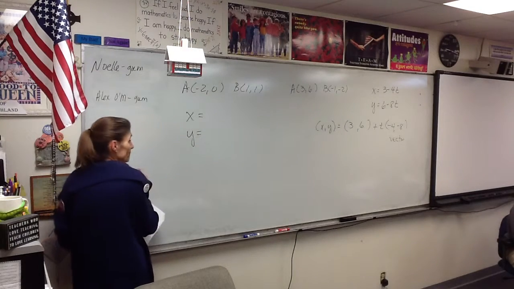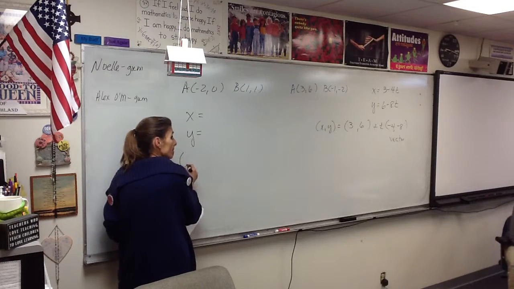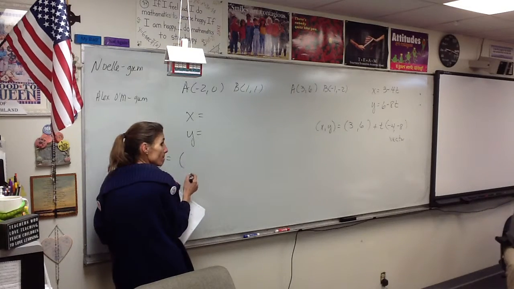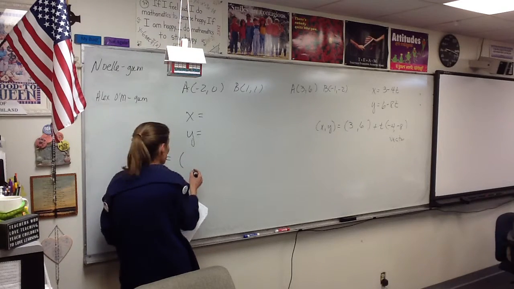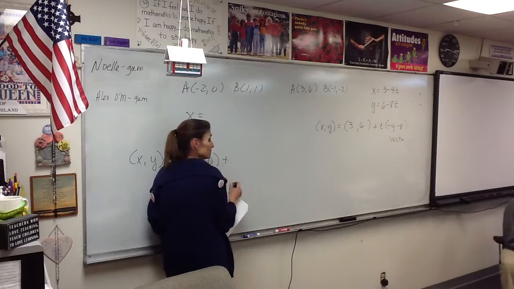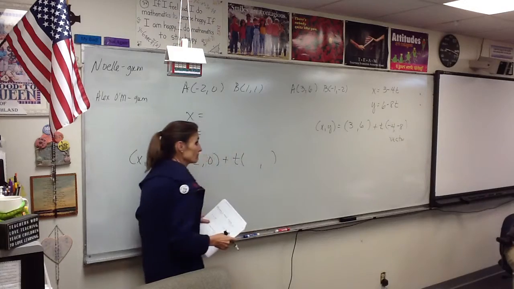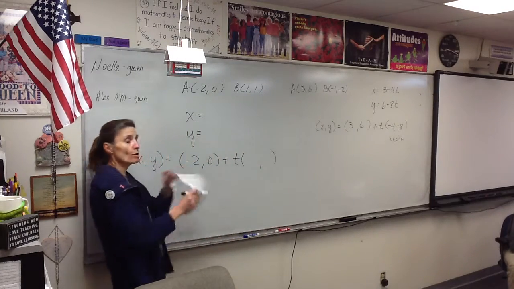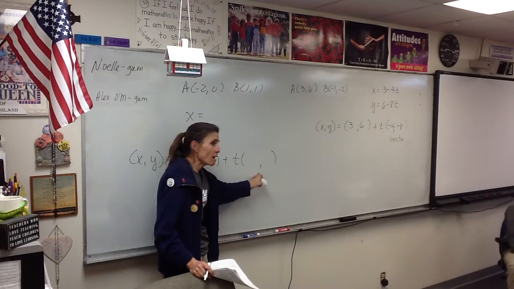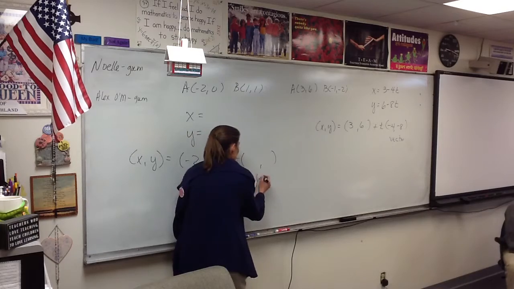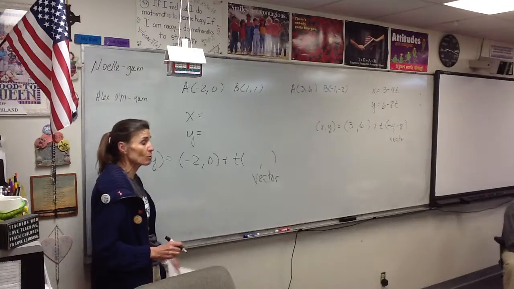So Abby, how do we start? X comma y equals. You can put negative 2 comma 0 there, plus t. Then the other point? No, do not put the other point here. What has to go here? A vector. You might want to write the word under that parentheses to remind you.